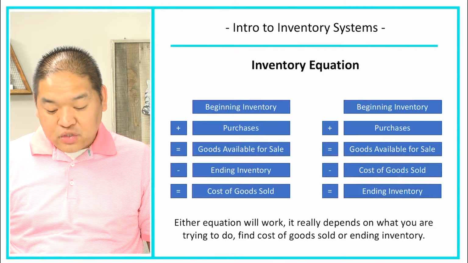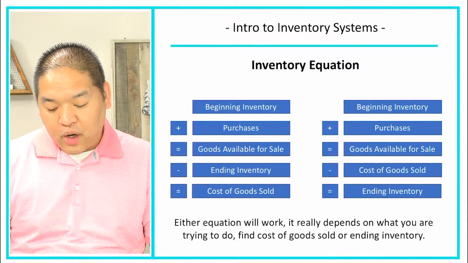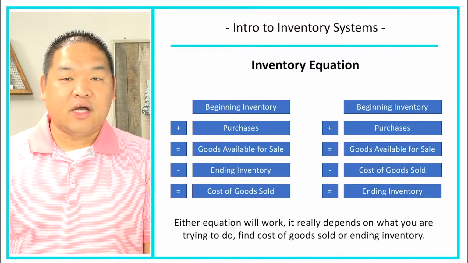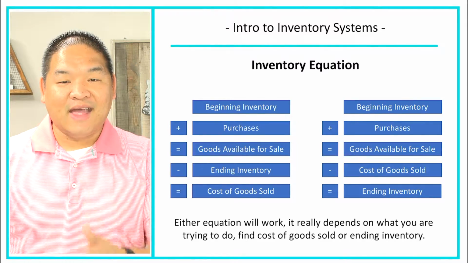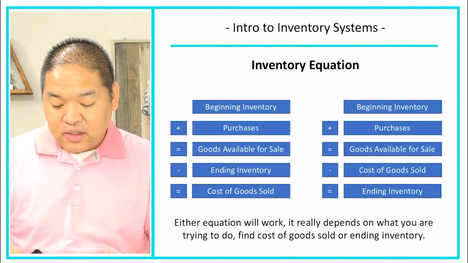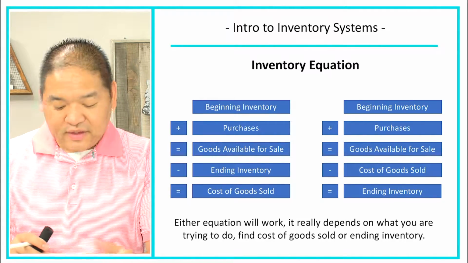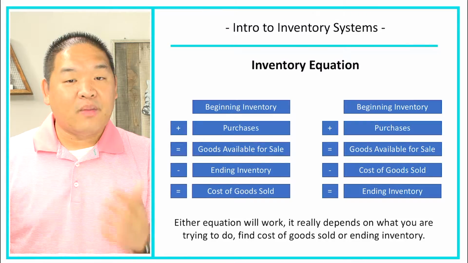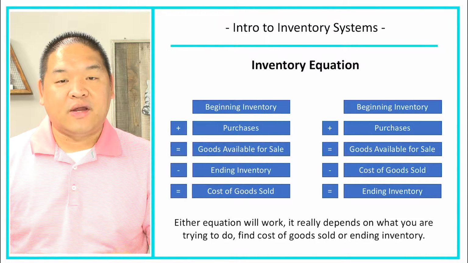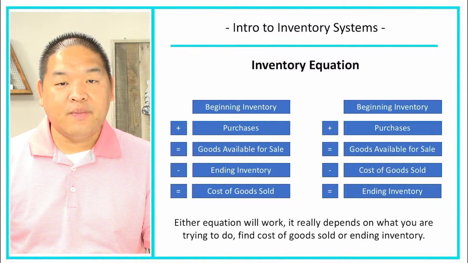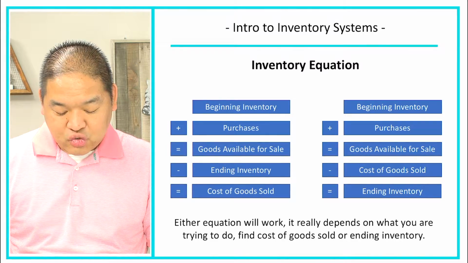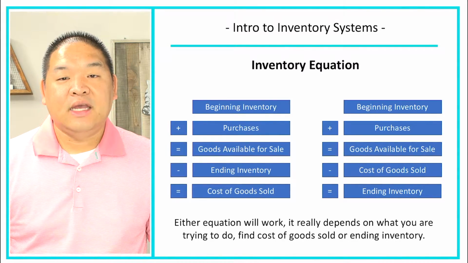Now, either equation will work. It really depends on what you're trying to do. Are you trying to find cost of goods sold, or are you trying to find ending inventory? So what I would do is memorize one and then just fill in the X that you have to find, or memorize both and then use one if you're trying to find cost of goods sold, which would be the left one, or use the other one if you're trying to find ending inventory.